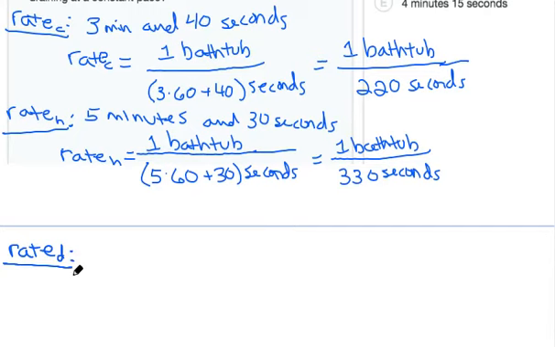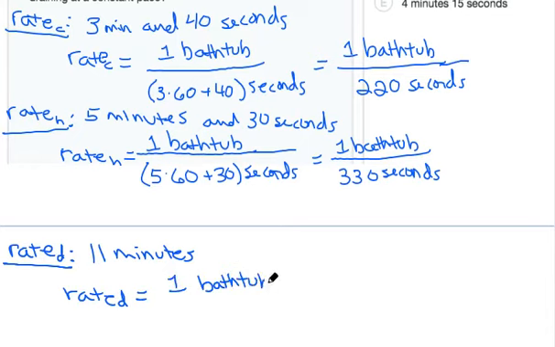The rate at which we drain the bathtub is the outflow of water, and similar to before, we're given that it takes 11 minutes. And since everything else is in seconds, we're going to convert that as well when we set up our rate. So our rate sub D is equal to 1 bathtub per 11 minutes times 60 for 60 seconds to convert that to seconds.